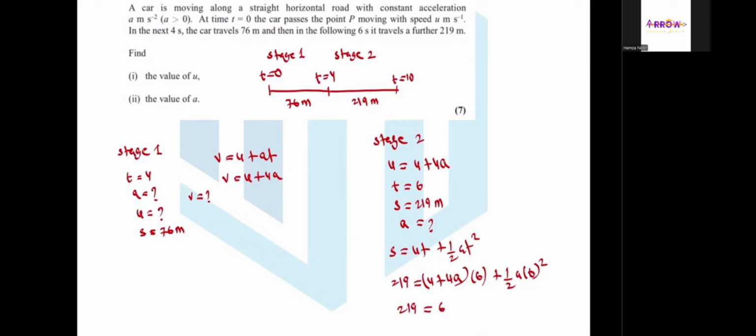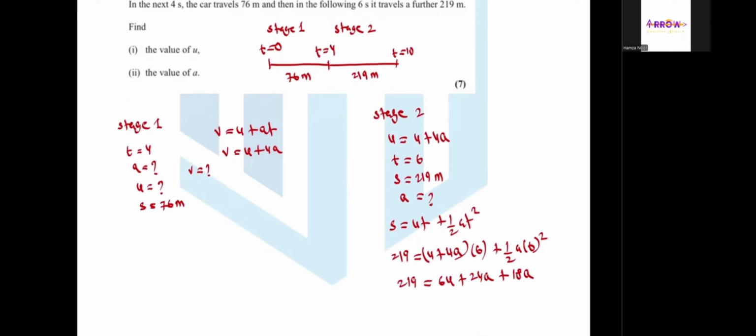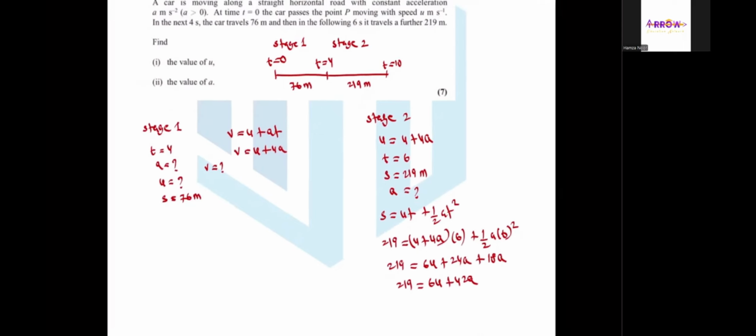So 219 is equal to 6u plus 24a plus what? Half times 36. This will give you 18. So 18a. So 219 is equal to 6u plus 24a plus 18a. So this is 42a. So we have obtained an equation which is connecting u and a, where u and a are unknown right now.